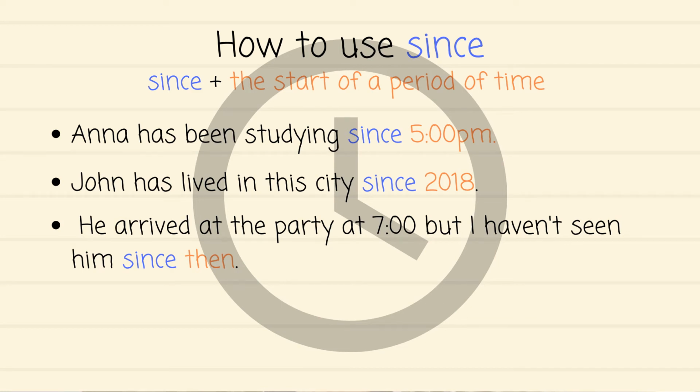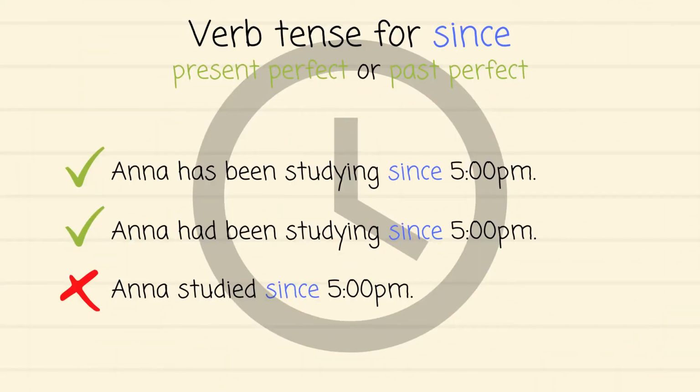Something that you'll notice about each of these sentences is the verb tense. Has been, has lived, haven't seen. This is an important point about using since. When we're making sentences about time with since, we always use present perfect or past perfect tense. It's important to remember that we shouldn't be using simple present or simple past tenses when we're using since.